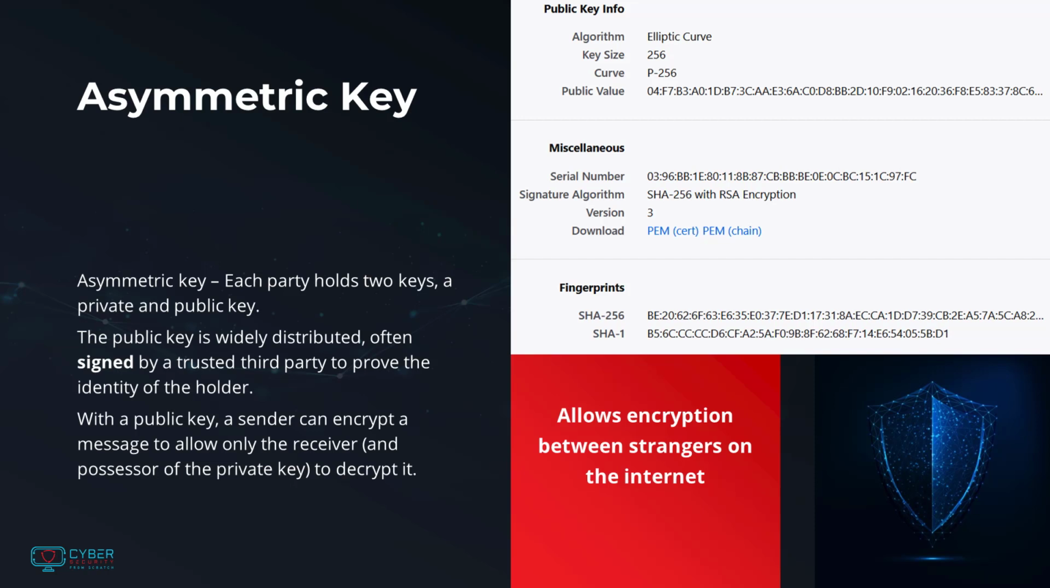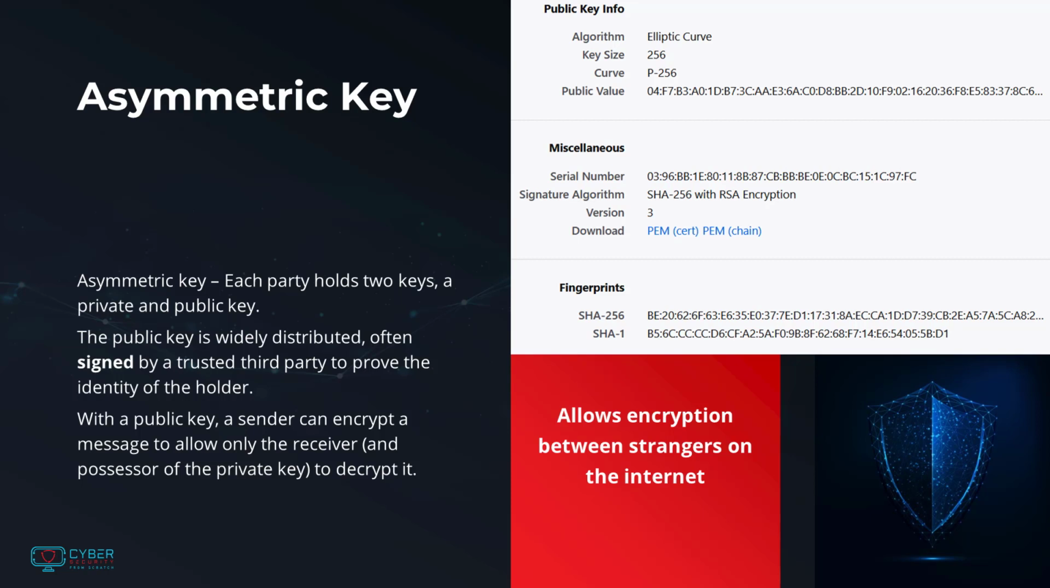Asymmetric key encryption is a relatively new technology created within living memory. Essentially, two parties hold two keys, a private key and a public key. The public key is widely distributed and often signed by a trusted third party. In the case of a website, you get a digital certificate from a certificate authority showing that the website is in fact the organization that they say they are, so that the client reaching out to the website can verify that the certificate is in fact authentic.